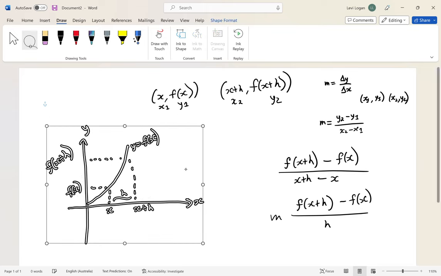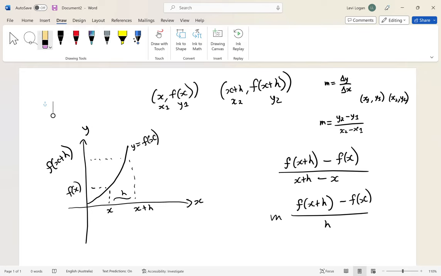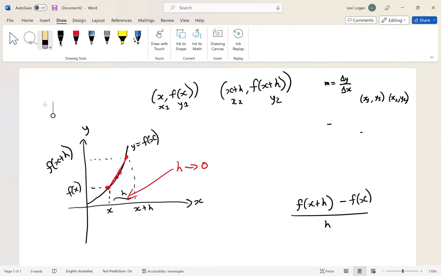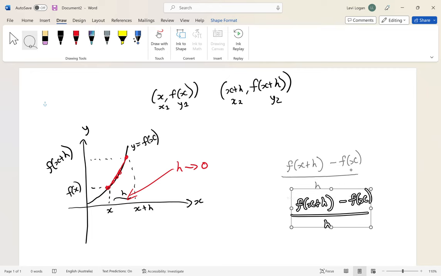Now, to find the instantaneous rate of change, I want you to imagine this point getting closer and closer to this point. So they're getting closer and closer together. So we need this distance h to approach 0. I'm just going to rub this out so we have more room. Right, so this is our expression for our gradient.